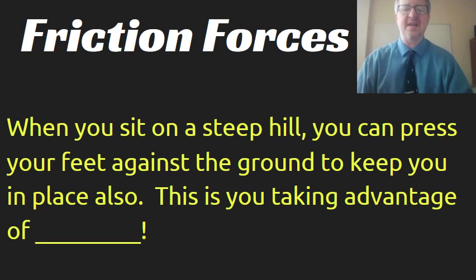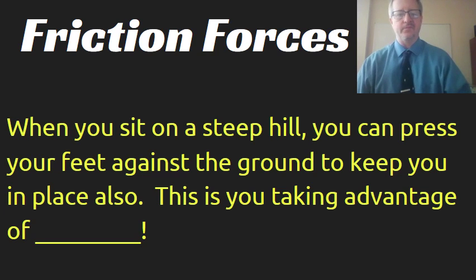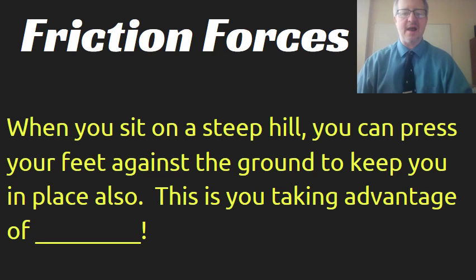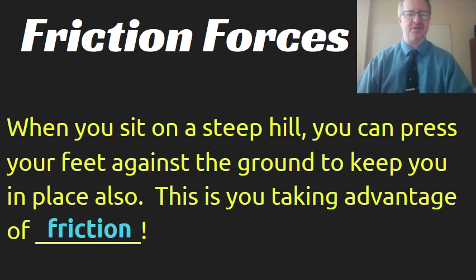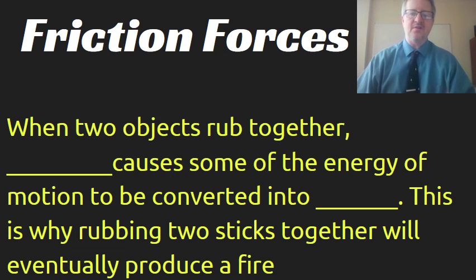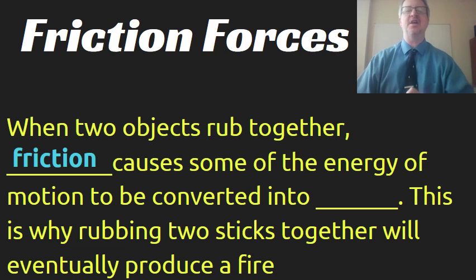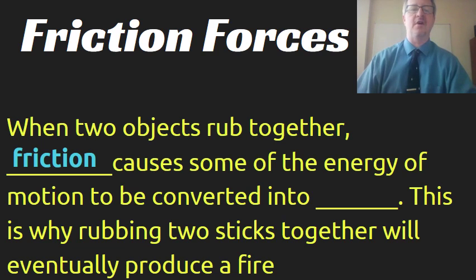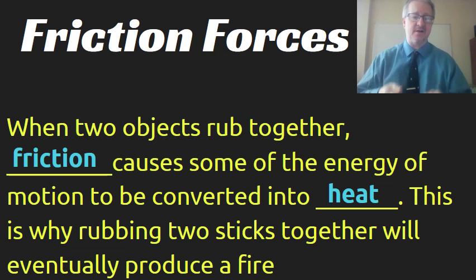So if you were sitting on a steep hill and you press your feet against the ground, that'll keep you in place. It'll keep you from sliding down the hill. So this is where you are taking advantage of friction. When two objects rub together, friction causes some of the energy of the motion to be converted into heat. This is why rubbing two sticks together will eventually produce a fire.